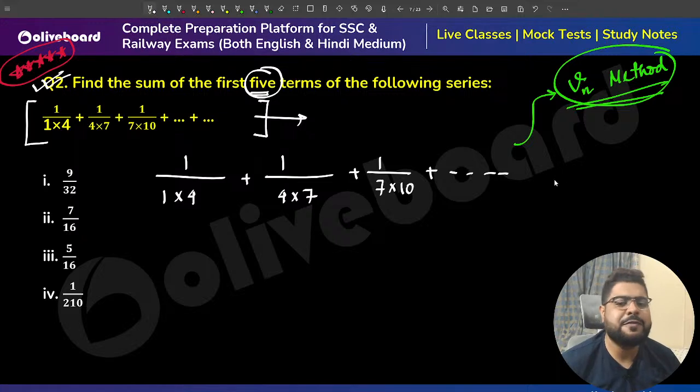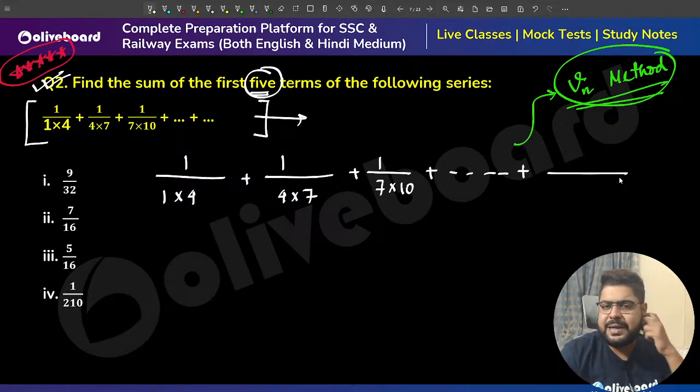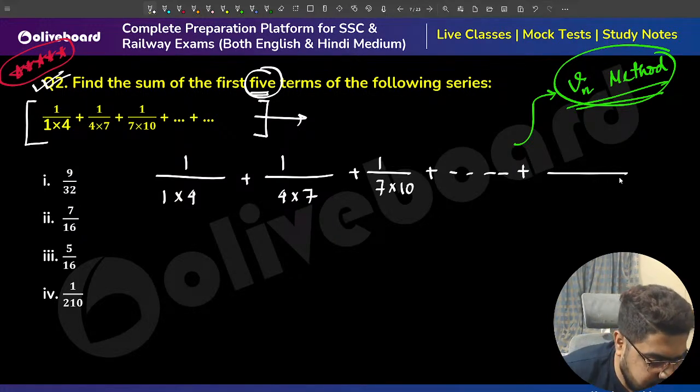Can you write the 5th term? Can you guys write the 5th term using a little bit of your brain? Can you write the 5th term here, sir?